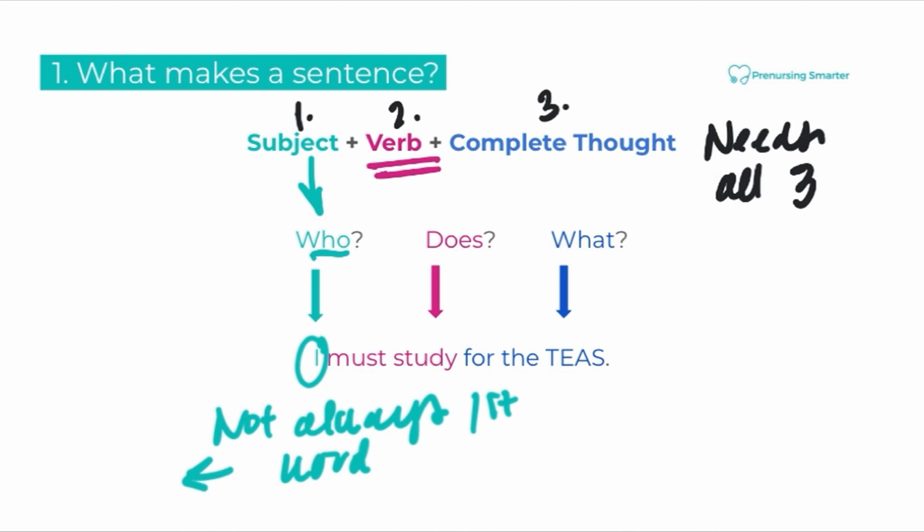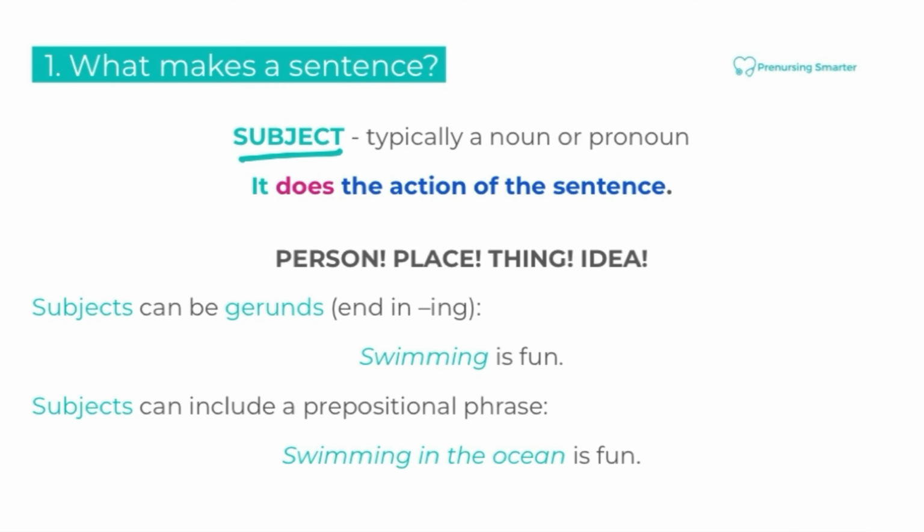The verb is the action or the state of being. So in this case, must study. What is the subject doing? And the complete thought is the what or the context of the sentence. What must I study? I must study for the TEAS. A sentence always has subject, verb, complete thought, or who does what. A subject is typically a noun or a pronoun.